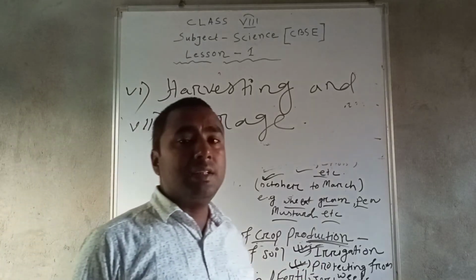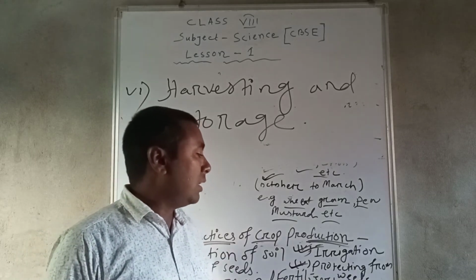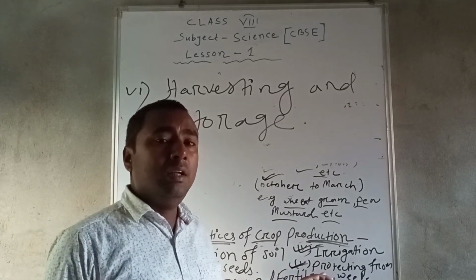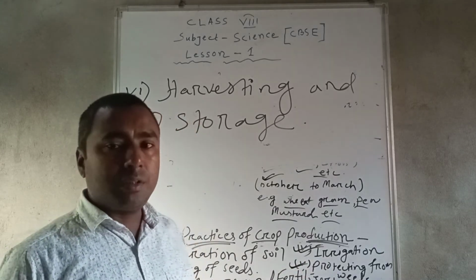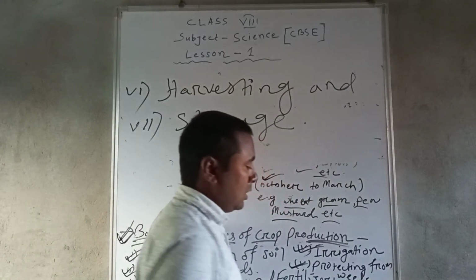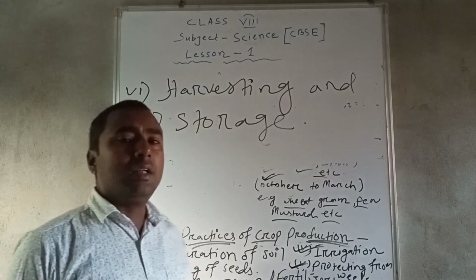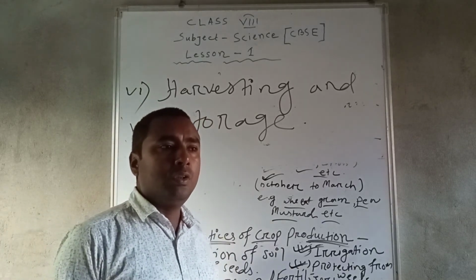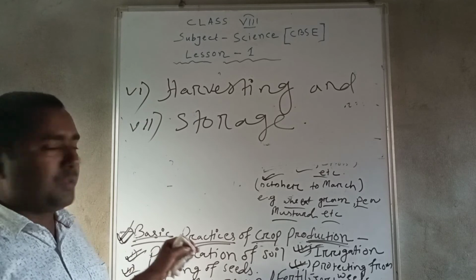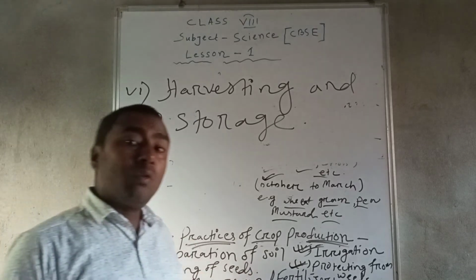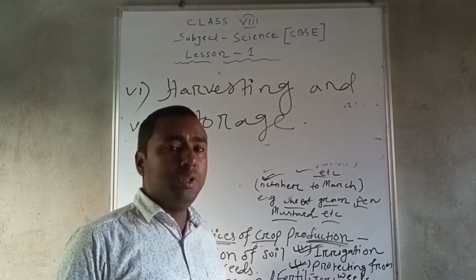Fourth one is irrigation. If there is a lack or deficiency of water, or a requirement of water, then the farmers give water in the agricultural field, and that is termed irrigation. Fifth one is protecting from weeds. Sometimes, along with the agricultural crop, some unwanted plants grow that are not required. These unwanted plants must be removed from the agricultural field, and that is protecting from weeds.